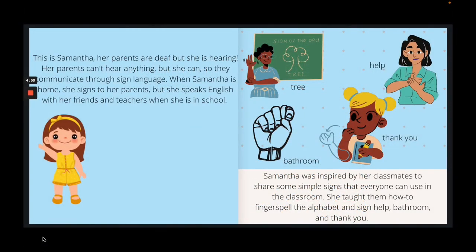This is Samantha. Her parents are deaf, but she is hearing. Her parents can't hear anything, but she can, so they communicate through sign language. When Samantha is home, she signs to her parents, but she speaks English with her friends and teachers when she is in school. Samantha was inspired by her classmates to share some simple signs that everyone can use in the classroom. She taught them how to fingerspell the alphabet and sign help, bathroom, and thank you.